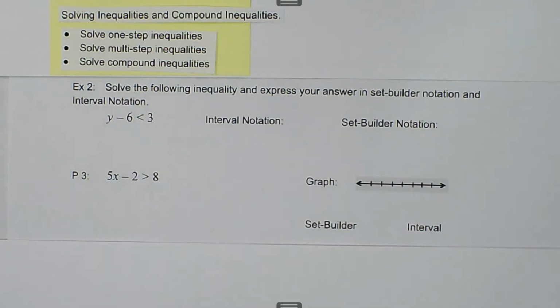We are talking about solving inequalities and compound inequalities. And here we want to solve a one-step inequality. Solve the following inequality and express your answer in set builder notation and interval notation. So we have an example of a one-step, and then in problem 3, we have an example of a two-step. So we'll start with the first one.